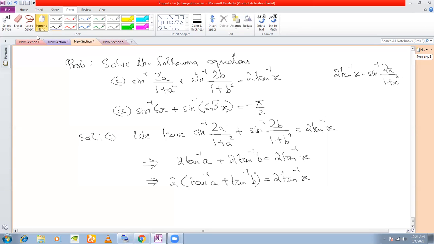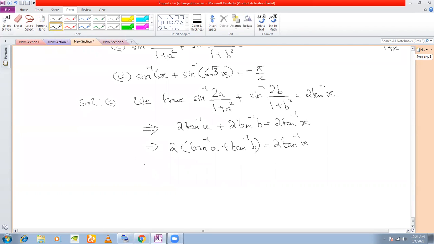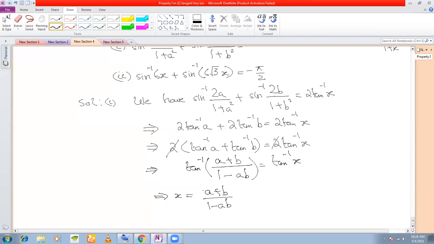So now 2 gets cancelled from both sides. Now on the left hand side, you combine the two tan inverses. The formula for tan inverse x plus tan inverse y is tan inverse of x plus y by 1 minus xy, is equal to tan inverse x. Now that means x must be equal to a plus b by 1 minus ab. That's it. No question. So it's a fairly simple problem, right?